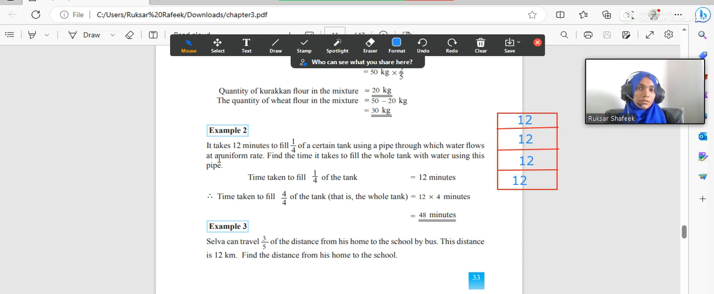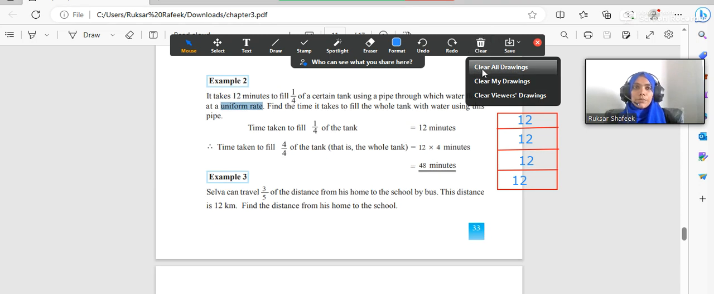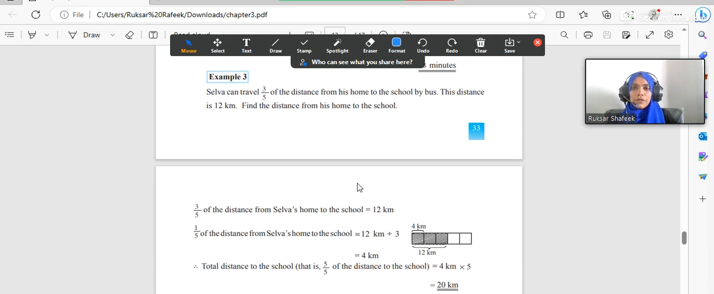So the major point here is that it's at a uniform rate. There's no high or low, it's the same rate that it's following. So that's why we can say that this would be our final answer. Looking at example 3, let me clear the screen before we move.